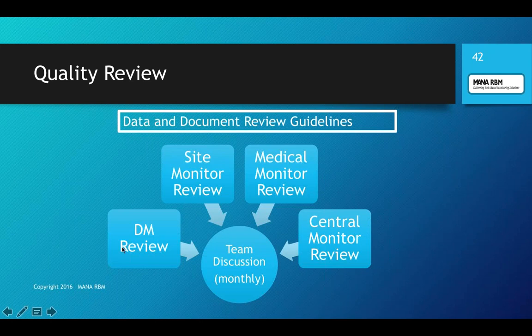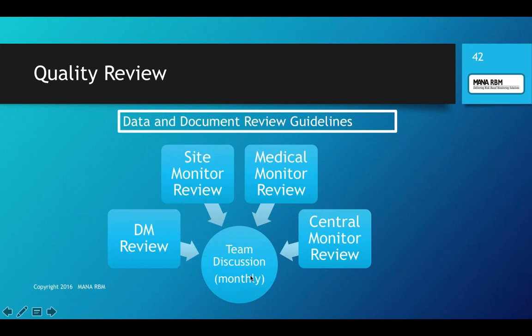So for the DM review, we use as our overarching document a data and document review guideline. And that defines, again, it's tied back into the risk. So we start with those risks. We then go to, okay, how are we going to look at them? Is it going to be something in the EDC? Is this going to be a report? And then we talk about who's going to look at it and how frequently they're going to look at it. And then while each group does their job, that information comes back into the team discussion, which happens monthly.